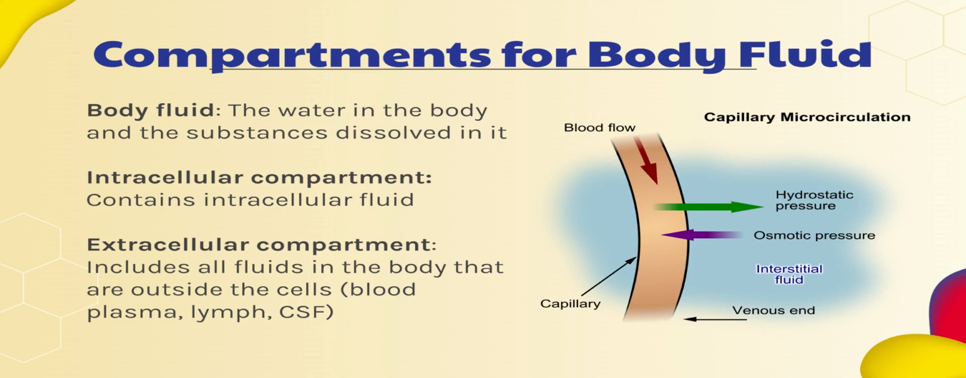Blood pressure forces fluid out of the blood at the arterial ends of the capillaries. When it leaves the blood, this fluid becomes interstitial fluid. Some of the interstitial fluid returns to the blood at the venous end of the capillaries as a result of osmotic pressure. Excess interstitial fluid is also returned to the body by the lymphatic system. Fluid movement between the intracellular and the extracellular compartments occurs mainly as the result of changes in osmotic pressure.